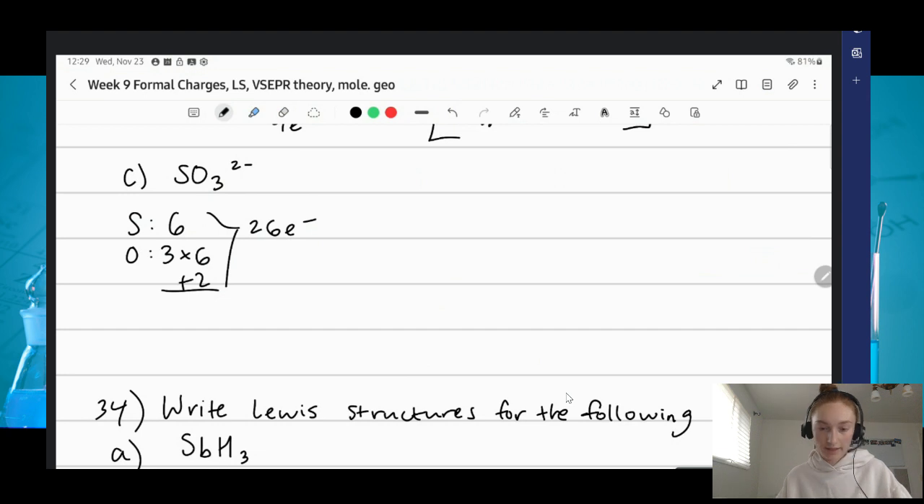So let's start writing out what this Lewis structure could look like. Sulfur is located first. We have 3 oxygens, so it's safe to assume that the sulfur will be in the center.